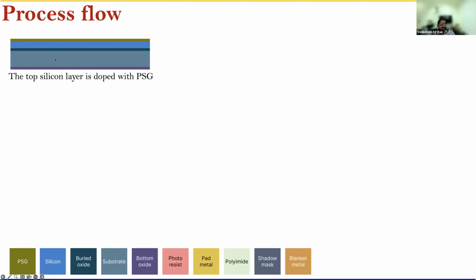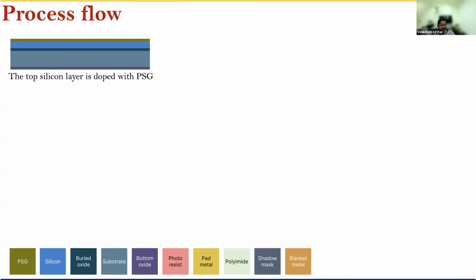This is my silicon. This is my oxide. And this is, again, my silicon. That's what you can see here, right? These are the color codes that you can clearly see. This is the silicon, this is my buried oxide, and this is the substrate.